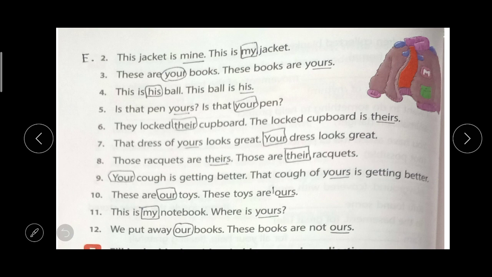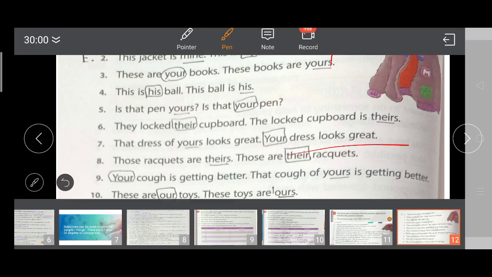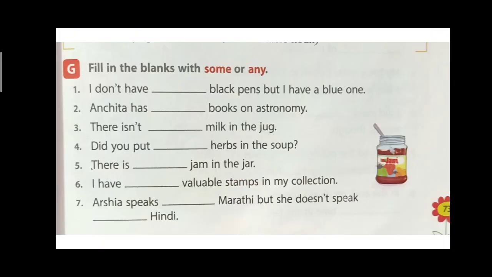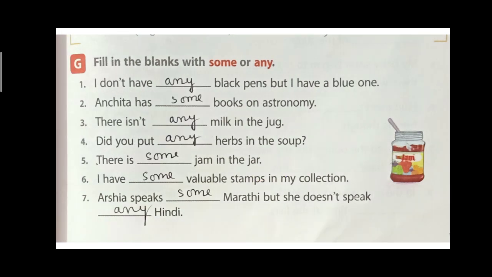Now the next exercise is number G. So here fill in the blanks with some or any. So let me show you the answers. I don't have any black pens, but I have a blue one. Number 2, Achinta has some books on astronomy. Number 3, there is not any milk in the jug. Number 4, did you put any herbs in the soup?